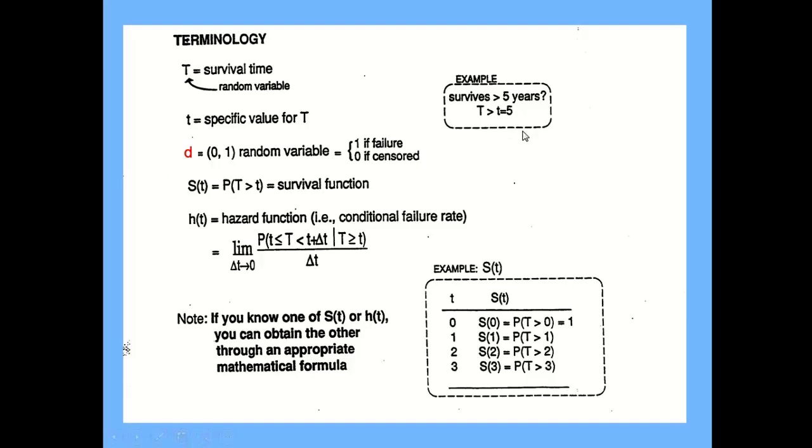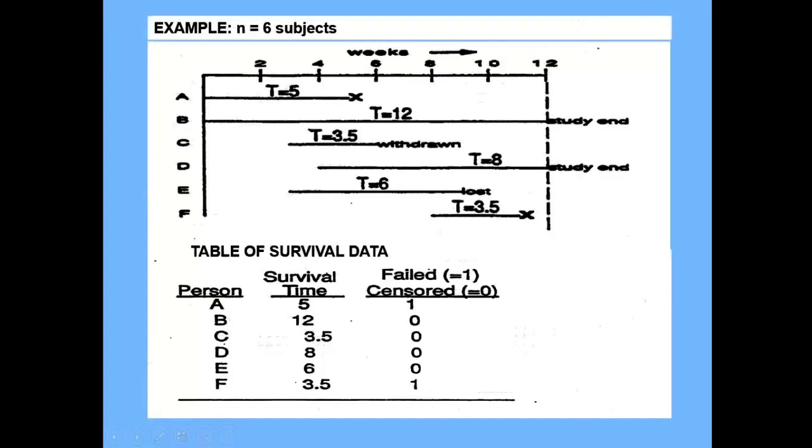So if you're talking about the probability that somebody's survival time is greater than a specific value of interest, the specific value might be 5, it might be 10, depending on what you're dealing with. But that's what the little t stands for. So one of the key variables in this picture is survival time, and I'm calling that capital T.